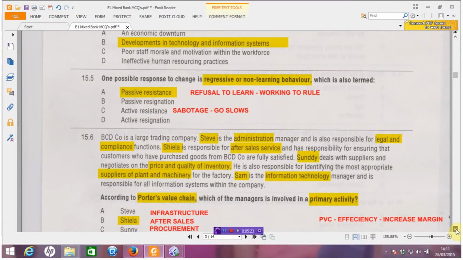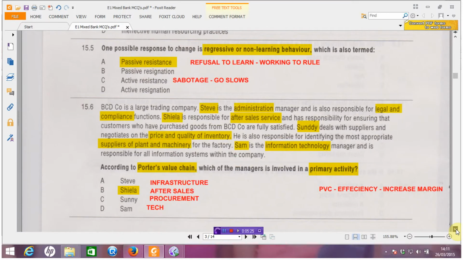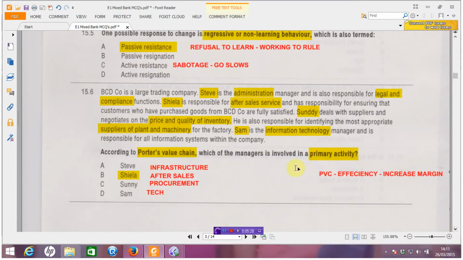This one here, 15.6, a little bit of a scenario for us, and it refers to Porter's value chain as we see in the requirement. Let's remember that the value chain is all about efficiency and making the organization more efficient. How do we do that? Well, eliminate non-value adding activities and overall try to get the business a little bit tighter.